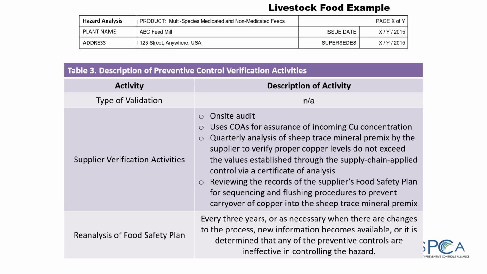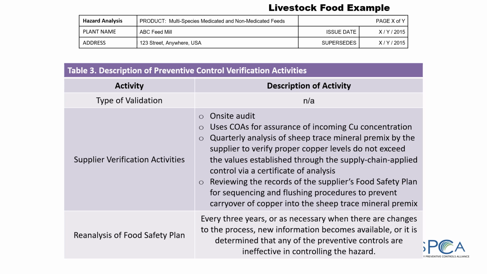using COAs for assurance of incoming copper concentration. So at every batch or every truck that comes in, we have that COA. Quarterly analysis of sheep trace mineral premix by the supplier to verify proper copper levels do not exceed the values established through the supply chain applied control via a certificate of analysis. Okay, so this is an example of the supplier doing some sampling and testing and then sending us a certificate of analysis, and we use that as part of verification.